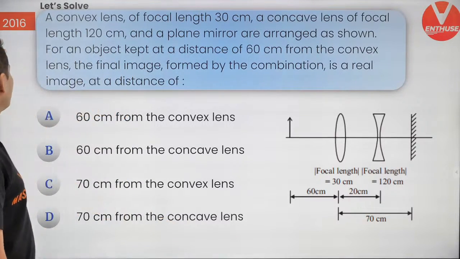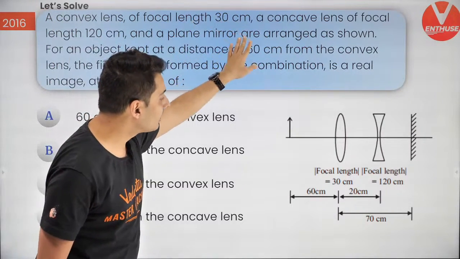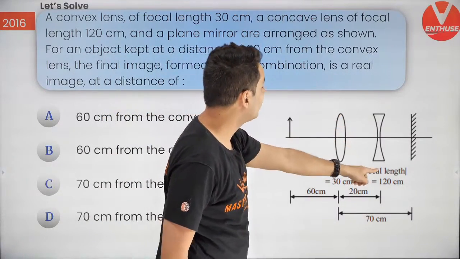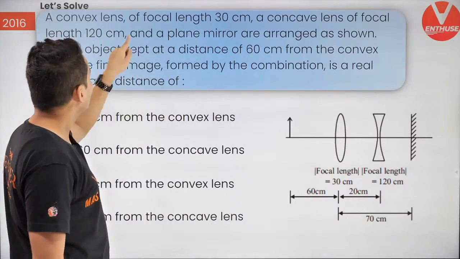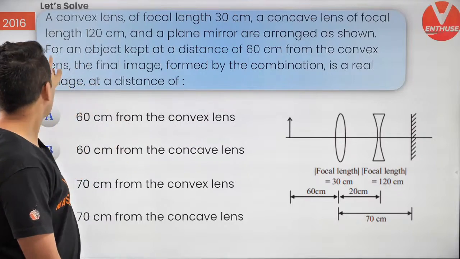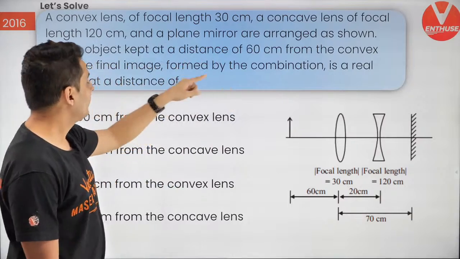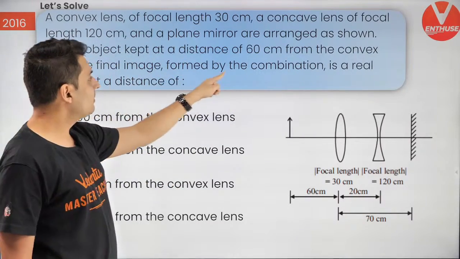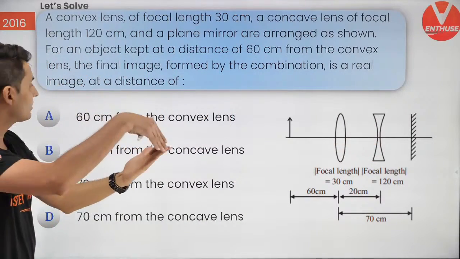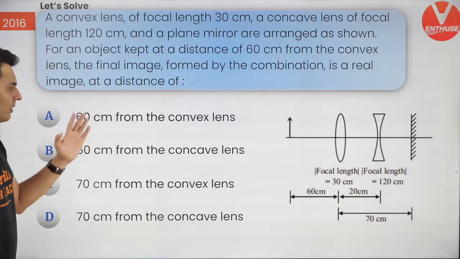Now, let's see the next question. 2016 question. A convex lens of focal length 30 cm, this is that convex lens, and a concave lens of focal length 120 cm, and a plane mirror, this is that plane mirror, are arranged as shown. For an object kept at a distance of 60 cm, you can see that this is the object, from the convex lens, the final image formed by the combination is a real image somewhere. Real image means the rays will merge at a distance of how much from the concave or convex lens.